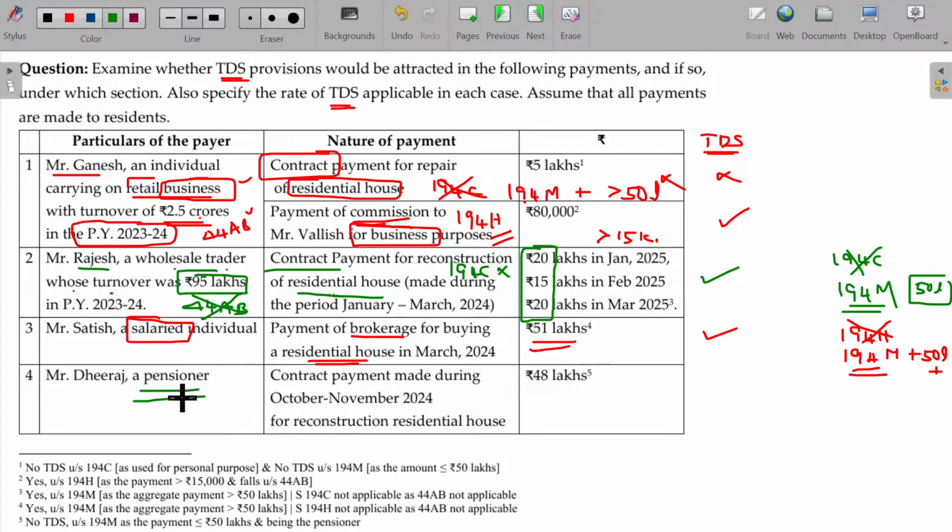Now, Dheeraj, a pensioner, contract payment made during October-November 24 for construction of residential house property. Contract 194C is not applicable as he is a pensioner not falling under 44AB. Apart from that, it is a residential house property also. But you can go and cross verify 194M, where under 194M 50 lakhs should be the transaction value. Here the value is less than that, so TDS is not applicable in the last case. Clear? So 3 sections are interlinked with 194M here.